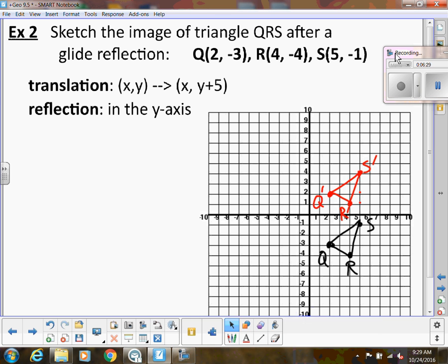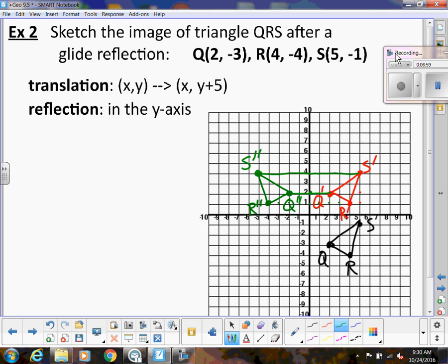So now I'm going to take all these points and reflect over the y-axis. This one is 2 units away from the y-axis, so stay along that perpendicular. That would be my Q double prime. This is 1, 2, 3, 4, 5 away, so that would be 3, 4, 5. That's S double prime. And then this is 1, 2, 3, 4, 1, 2, 3, 4, and that would be my R double prime. So this is where I end up.